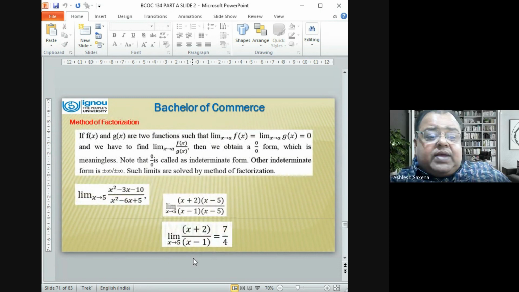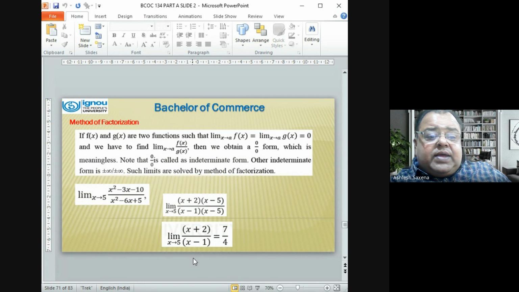Now, we will move to the method of factorization. As I said, we have to see one thing: it should not be in the form of 0 by 0. So for that, we have already done it, we have to factorize the numerator, or we have to eliminate the 0 by 0 form.